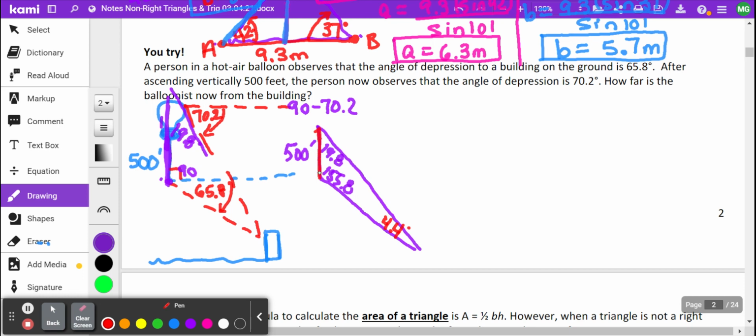And that's super important because now we have an angle opposite a side. And that's really when you're able to use the law of sines. Now, what we're asking for is how far is the balloon from the building? So remember, this is the building, this is the balloon, this is the distance we're looking for. So we'll start with the sine of 4.4 is to 500 as the sine of 155.8 is to x.